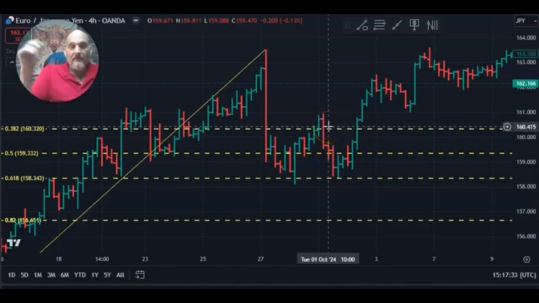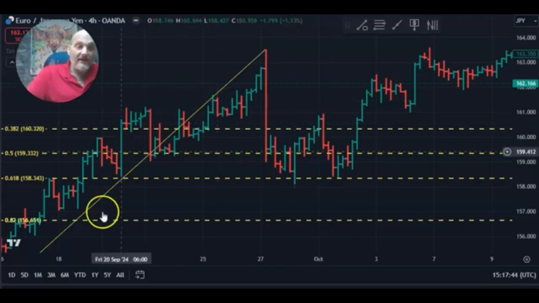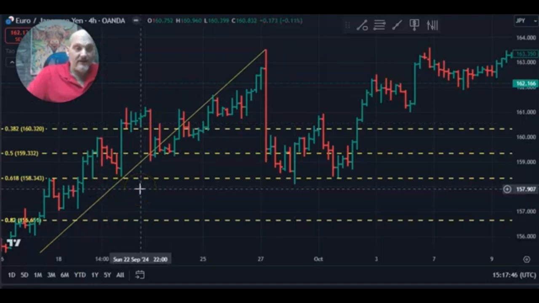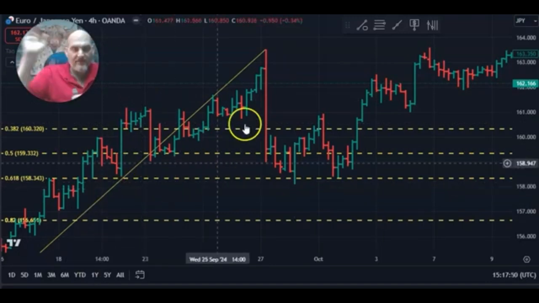Doesn't touch it. It continues. Now we could start to use Fibonacci extension levels. Okay, so basically what I could do is, hang on a second. I never get this tool right because for me it's completely backwards. But let's see something here.